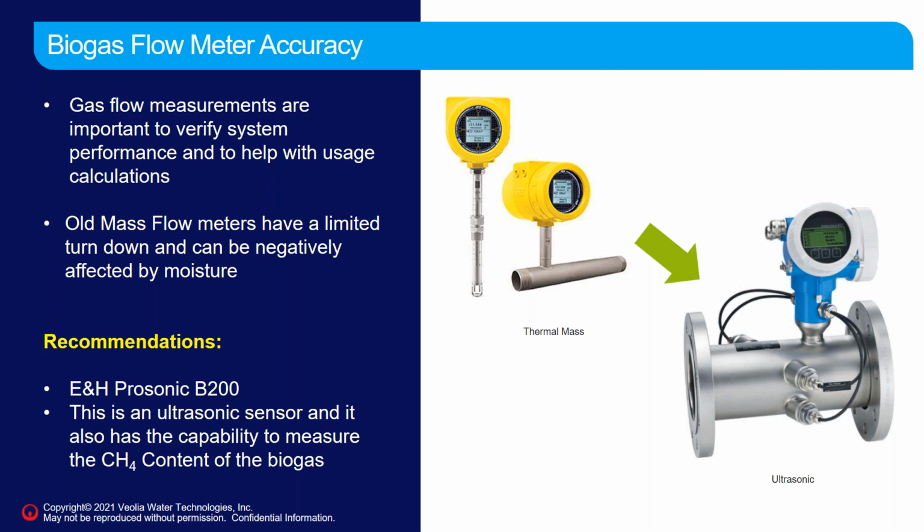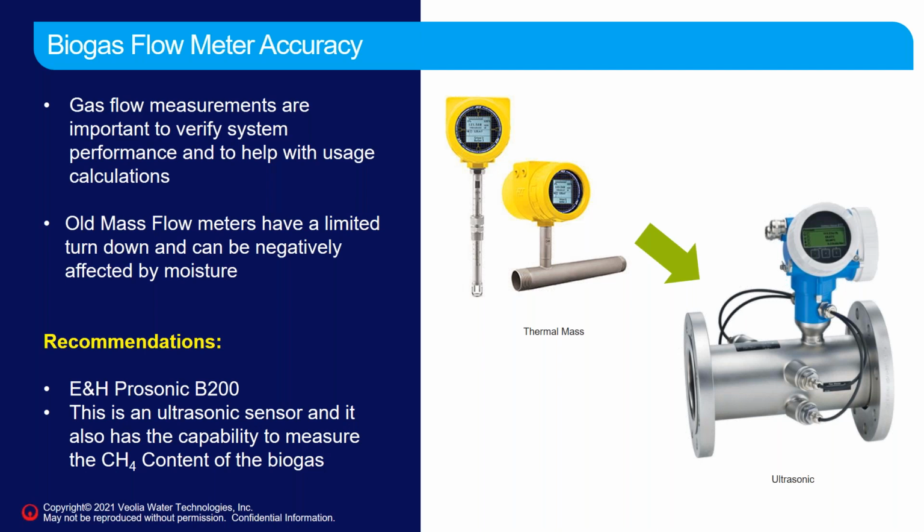read right. So in the past, again, 5-7 years, Endress+Hauser has come up with this ultrasonic biogas flow meter called the Prosonic B200. It's really nice, very reliable. I mean, you have to heat trace and insulate it, but you don't have to worry about it. It's just a flanged connection. You plop it in the pipe. But it also has the capability to measure methane content, which is a very nice feature for the operators.